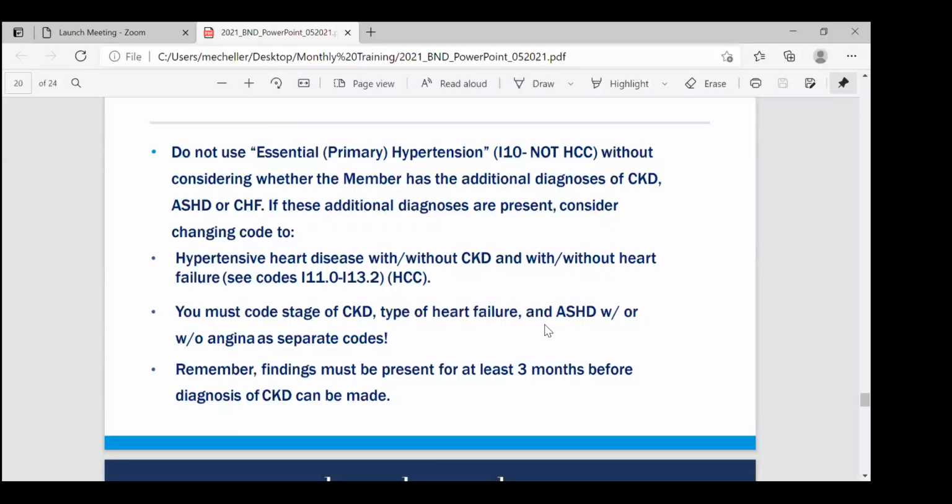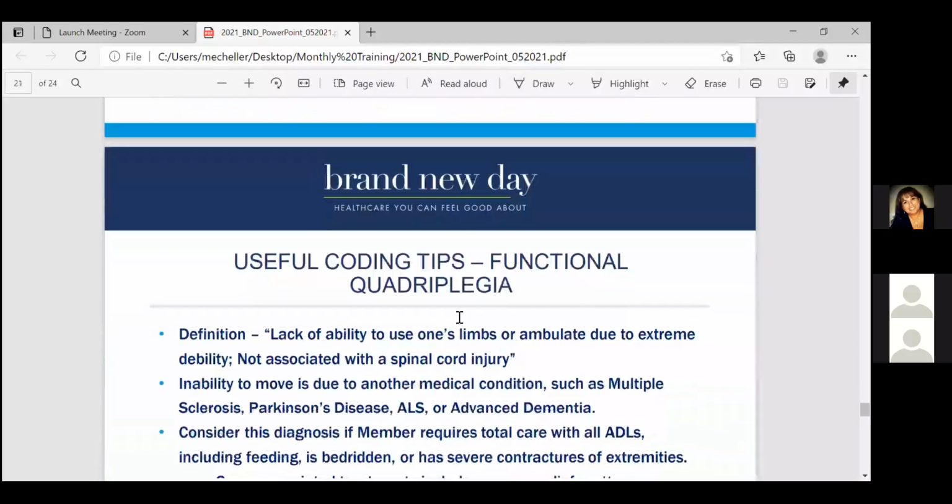So the type of heart failure with or without angina as separate codes. So remember, the findings must be present for at least 3 months before we can have a diagnosis of CKD listed in the charts.